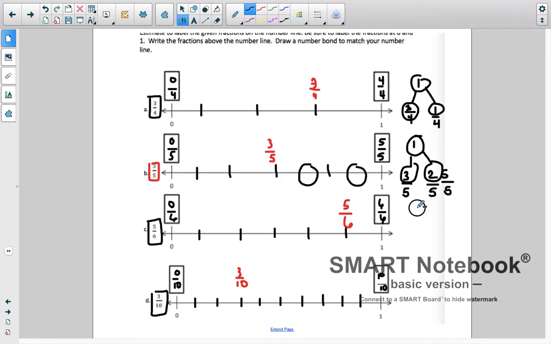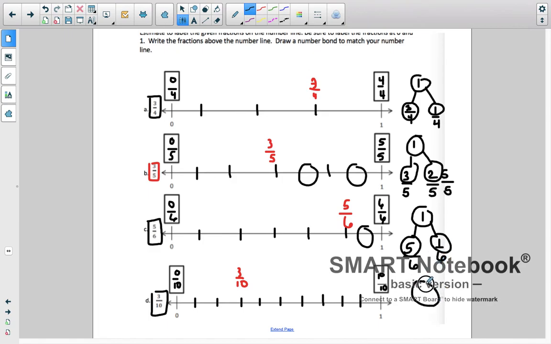Okay? Now we're going to do the number bond for C. Okay, we found the fraction 5 sixths. Let's see, how many spaces is it between 5 sixths and 6 sixths? 1 space, so 1 sixth.